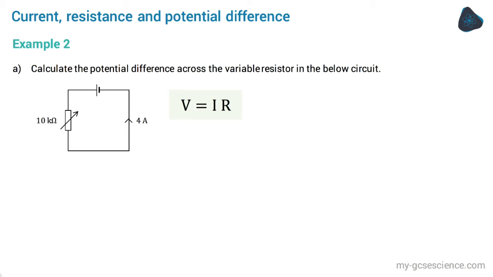As you can see, this time we need to calculate the potential difference across the variable resistor in this circuit. Here is our variable resistor, which has a value of 10 kiloohms, or 10,000 ohms as we know. And the current through it and around the rest of the circuit is 4 amps. So it's just a matter of substituting those simple values into V equals IR. So let's go ahead. So V is equal to 4 times 10,000, which gives 40,000 volts. Or 40 kilovolts if you want to get fancy.